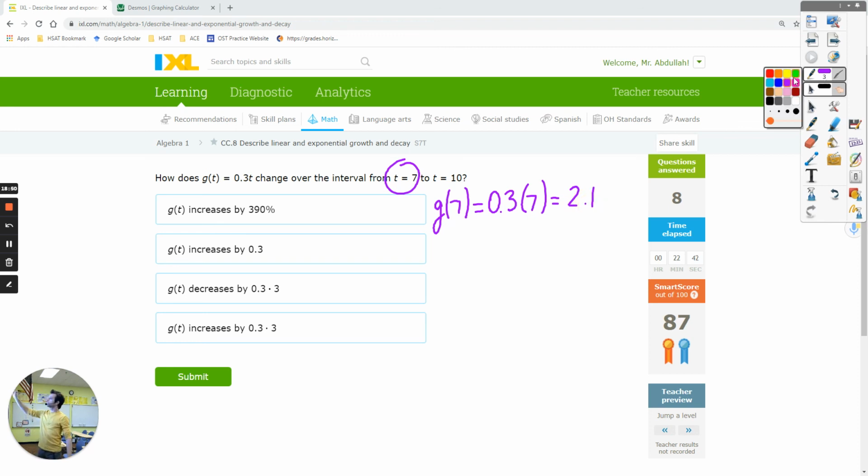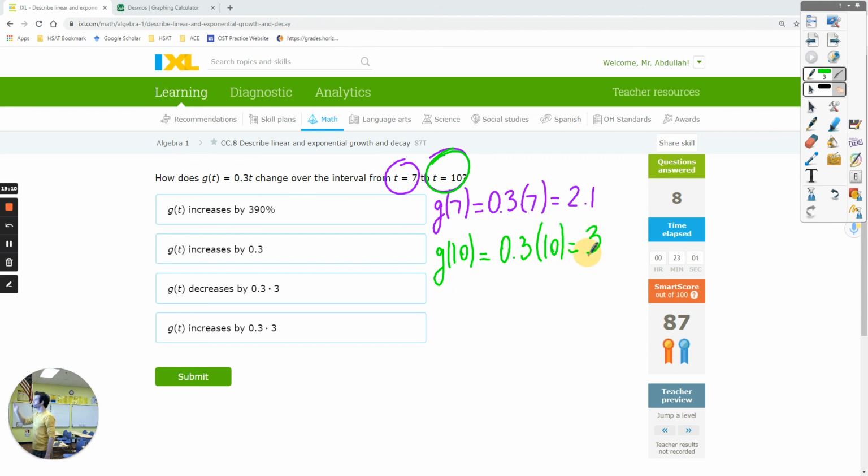So the second one, substitution. t equals 10. g of 10 equals, that doesn't look like a 10. I don't know what you think. Okay, 0.3 times 10 equals 3. Now, let me see. Okay. Let's divide 3 by 2.1.